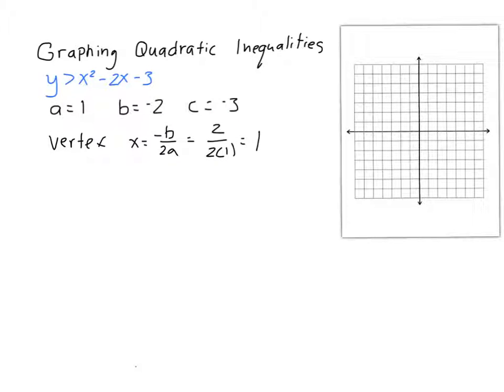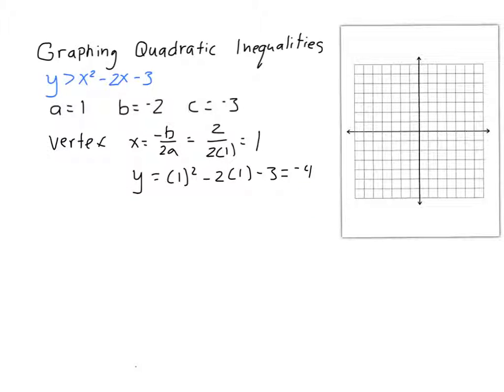Next, we find the vertex. Once again, the x-coordinate can be found by solving the equation -b over 2a. For this problem, -b would be +2 and a would be 1. We plug those in and simplify and come up with our x-coordinate, which is 1. To find the y-coordinate, we take this 1, plug it into our original equation for the x's. That gives us 1 squared minus 2 times 1 minus 3. We simplify that for -4.